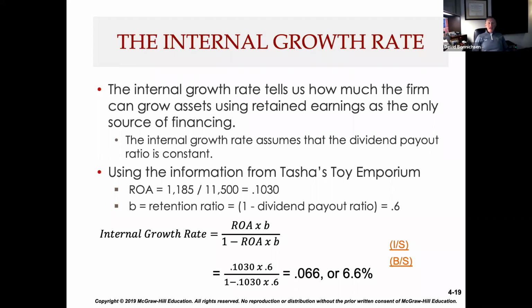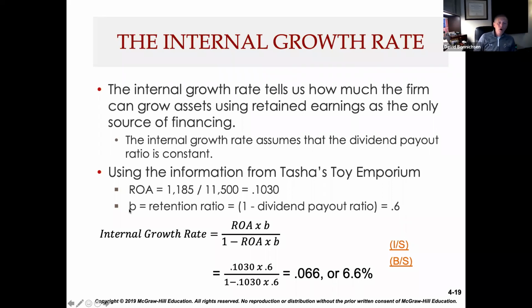So when we look at the return on assets for Tasha, net income divided by total assets, we can see that Tasha's Emporium has a return on assets of 10.3%. 1185 of net income, 11,500 of total assets. So we are generating a 10.3% return on the assets that we have.